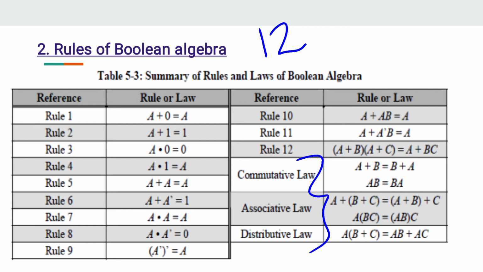According to Boolean algebra laws, we have 3: commutative law, associative law, and distributive law. When it comes to the rules, there are 12 rules. So let's see what the 12 rules are.